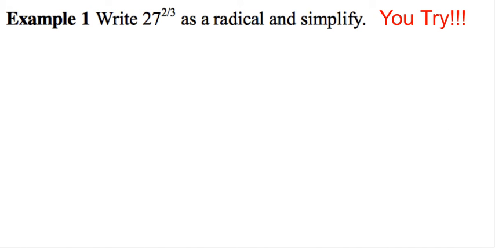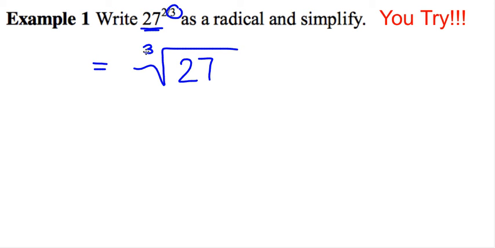All right, here's one for you to try. Okay, hopefully you've tried that and paused it. We're going to go ahead and write it as a radical. So our radicand is 27. Our denominator is our index of 3.